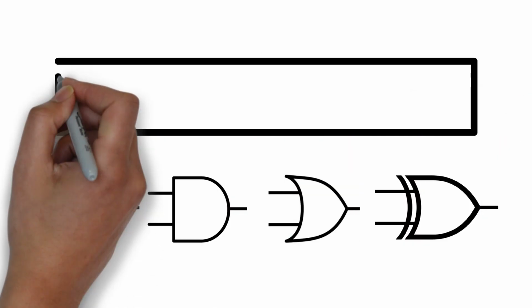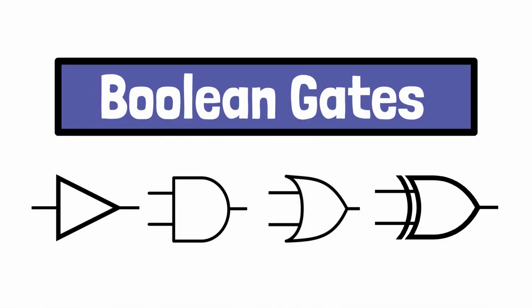All of these are examples of Boolean gates. A Boolean function is one that operates on binary elements, zeros and ones, and there are other Boolean gates that are useful in computations too.